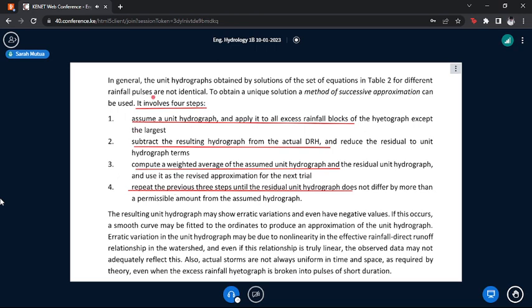And why is this happening? Because the unit hydrographs obtained by solutions of the set of equations in the table that I gave for different rainfall pulses are usually not identical. You can get a unique solution by applying a method of successive approximation. And in this particular class, we are not going to try to obtain a unique unit hydrograph, but we will just dwell on deriving a unit hydrograph and applying a unit hydrograph.